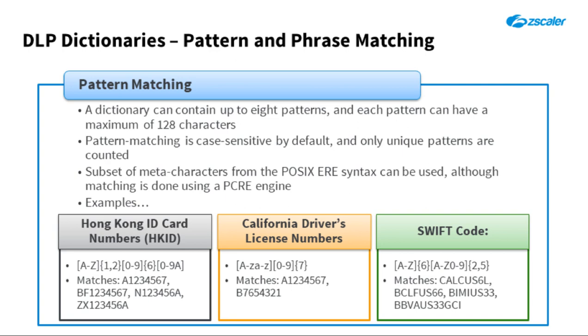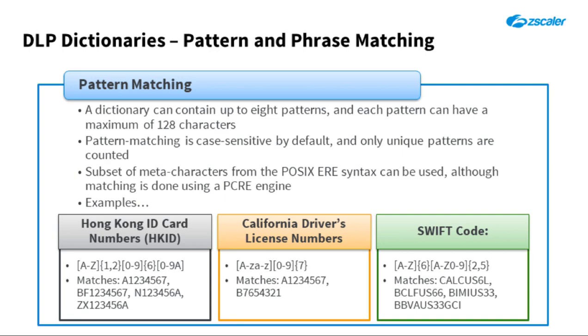General guidelines for patterns include the following. A dictionary can contain up to 8 patterns. Each pattern can have a maximum of 128 characters. Pattern matching is case sensitive by default. Only unique patterns are counted. A specific text matching the pattern is counted only once, regardless of how many times it actually appears in the content.